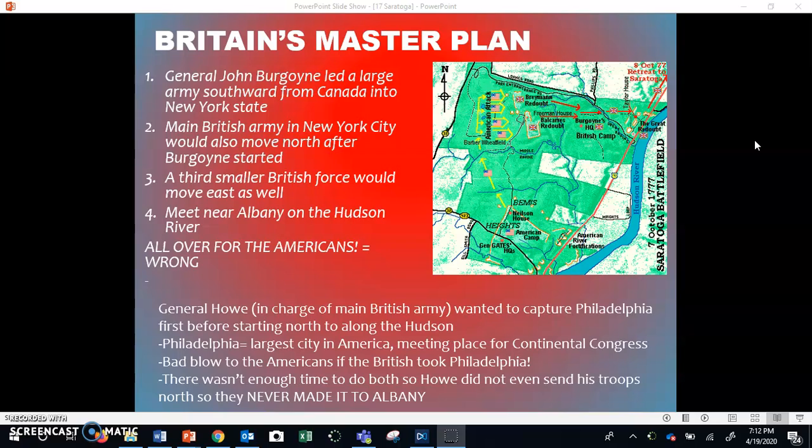So by the time General Howe and his troops made it to Philadelphia and took control of Philadelphia, he did not have time to send his troops north. So the main British army that was stationed in New York City, managed by General Howe, instead of following the directions, he decided to go to Philadelphia, and because of the lack of time, never made it to Albany to meet John Burgoyne, who was expecting the Second Army to join him.